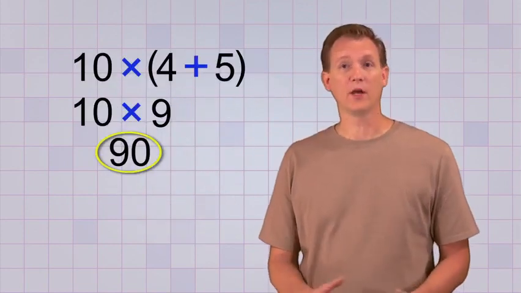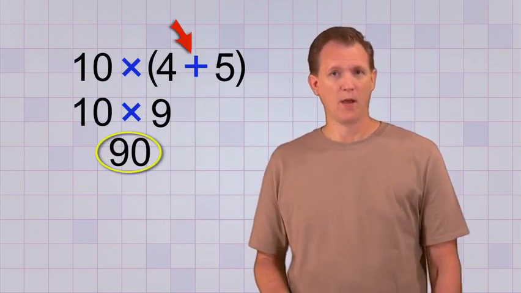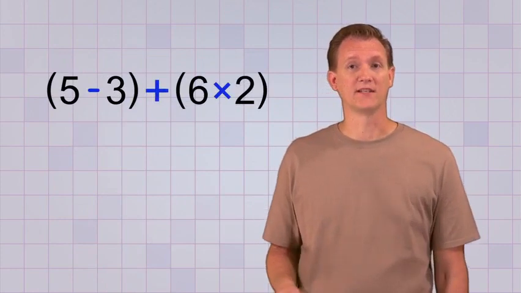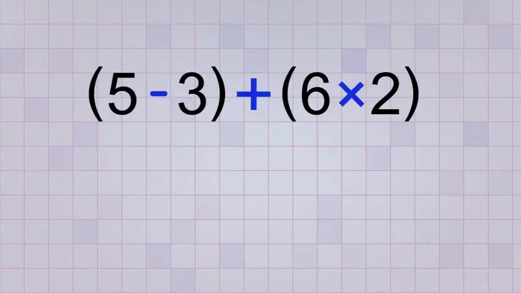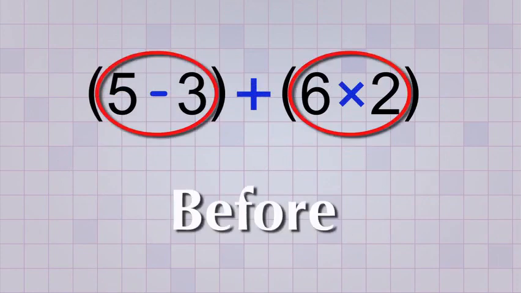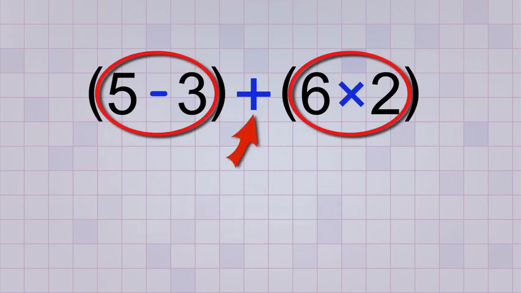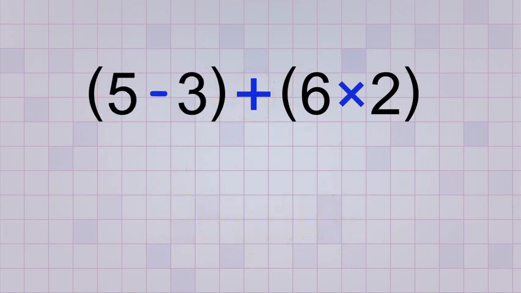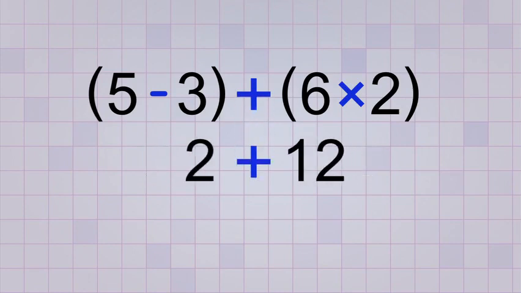So parentheses can really help you know what part of a problem you're supposed to do first. But what if you get a problem that has more than one set of parentheses, like this? (5 minus 3) plus (6 times 2). Fortunately, it doesn't matter which set of parentheses you do first. You just need to do everything that's inside the parentheses before you do anything that's not inside parentheses. In other words, we need to simplify both of our parentheses groups before we can do the addition in between them. The first group, 5 minus 3, simplifies to 2. And the second group, 6 times 2, simplifies to 12. Now we can do the last operation and add the values that we got from simplifying. 2 plus 12 equals 14.